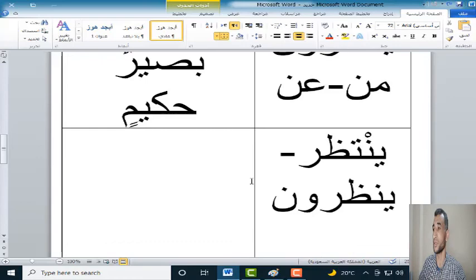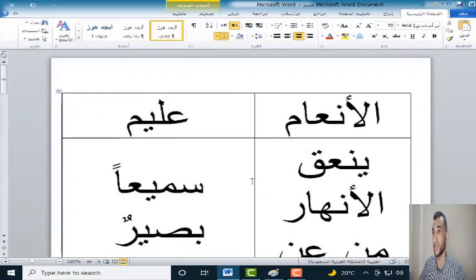So today we learned and studied the differences between the consonant nun and the tanween, or the nun of tanween. In our lesson today we learned what the differences are between the consonant nun and the tanween.